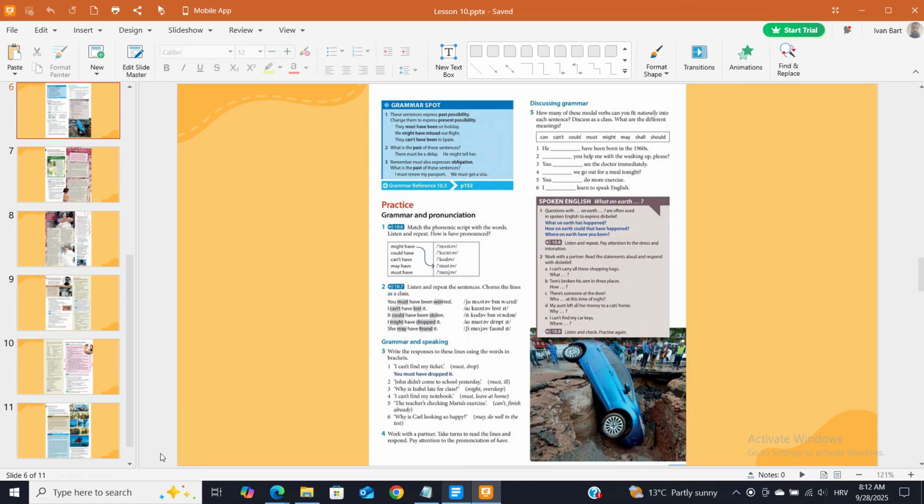Dot. Question mark. There's someone at the door. Who? Dot. Dot. At this time of night? D. My aunt left all her money to a cat's home. Why? Dot. Dot. Question mark. E. I can't find my car keys. Where? Dot. Dot. Question mark.